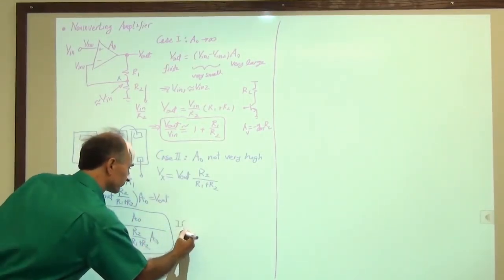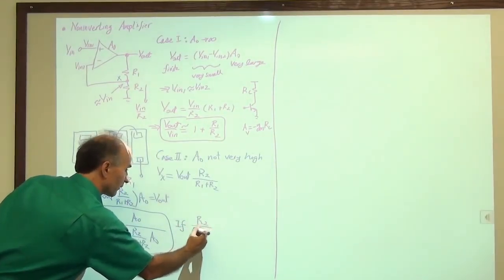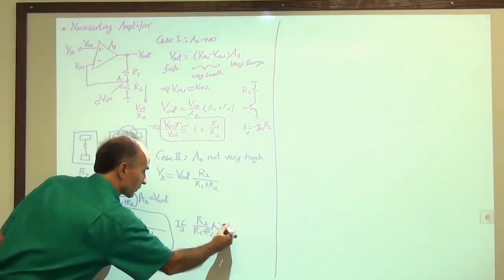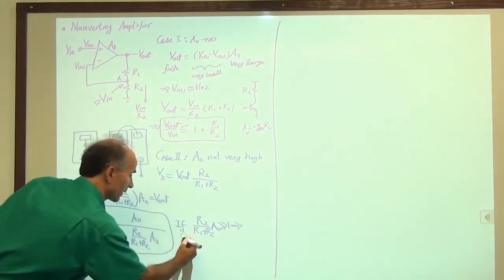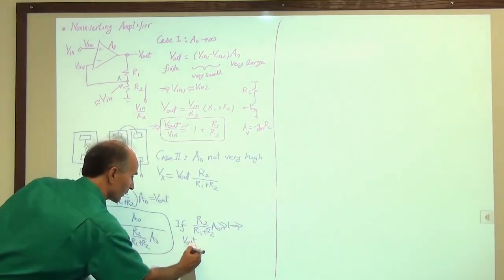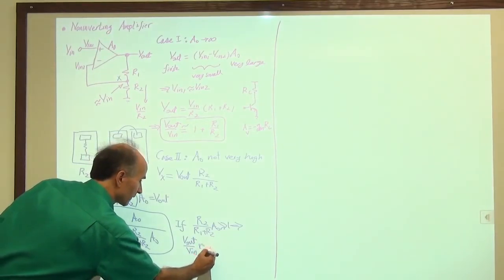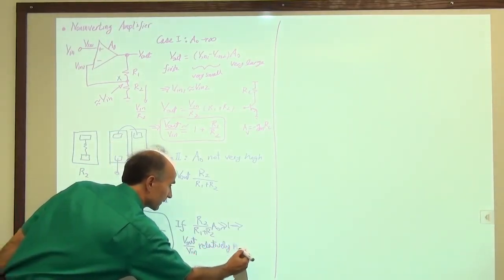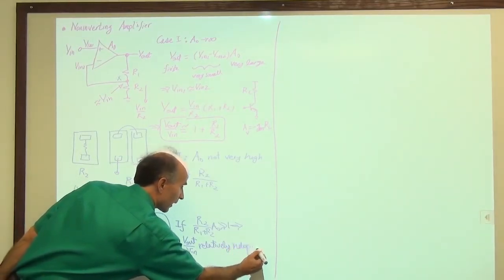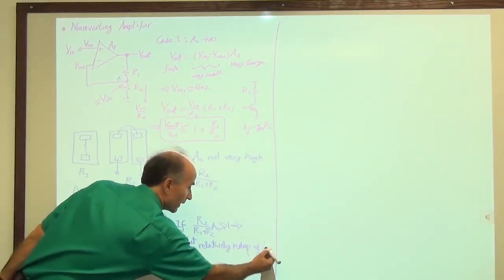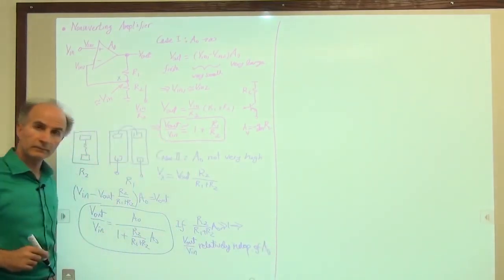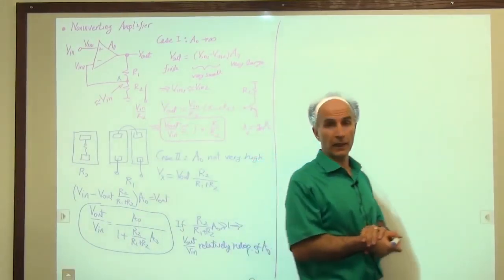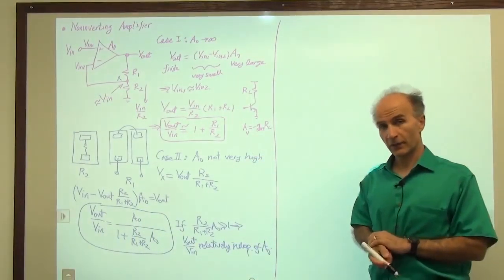So if R2 over R1 plus R2 times A0 is much greater than 1, then Vout over Vin is relatively independent of A0. Okay, so it's just given by the ratio of two resistors. It's very precise. We can have high precision gain for this type of amplifier.